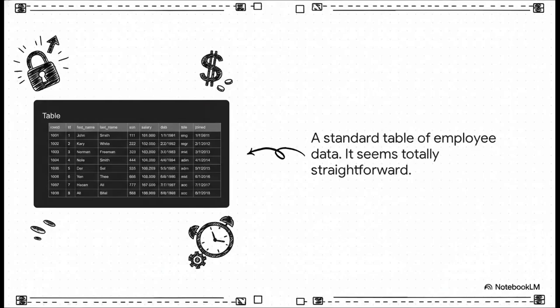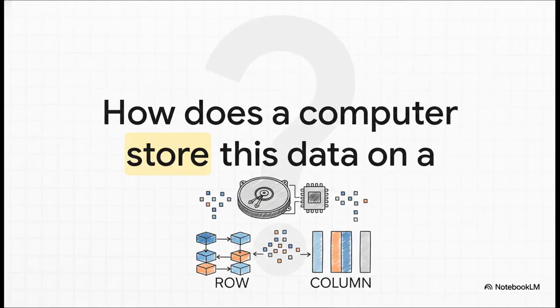So, let's start with something that looks, well, pretty simple, right? A totally standard table of employee data. You got names, you got IDs, salaries, it all seems completely straightforward. But here's the real question. What happens when a computer needs to save this to a physical disk?